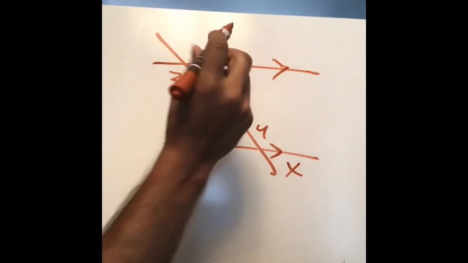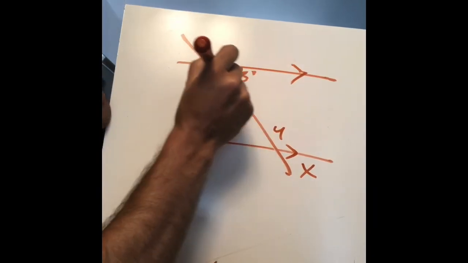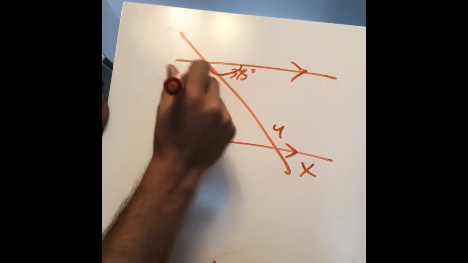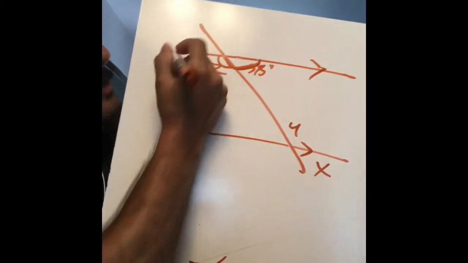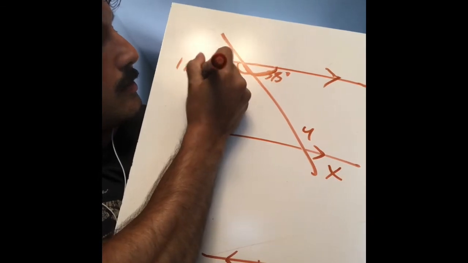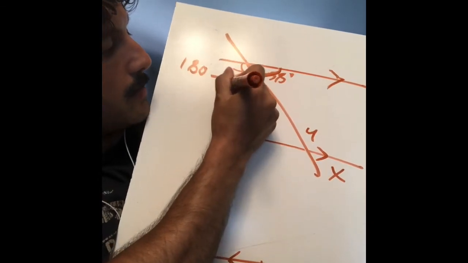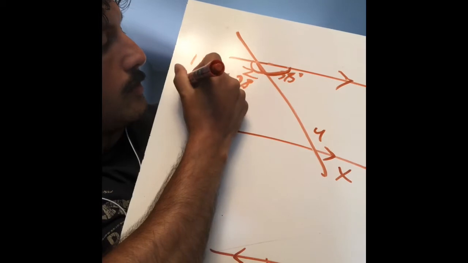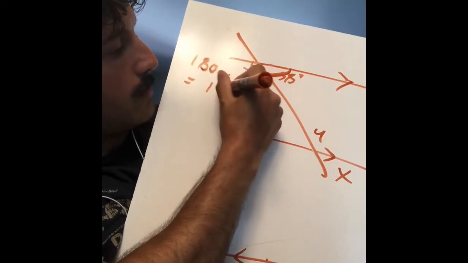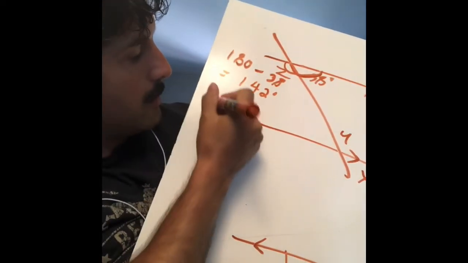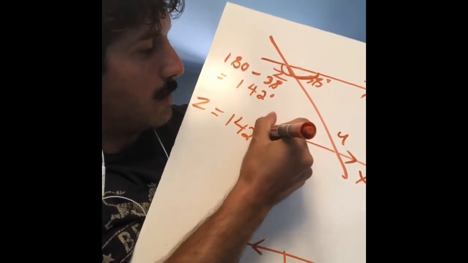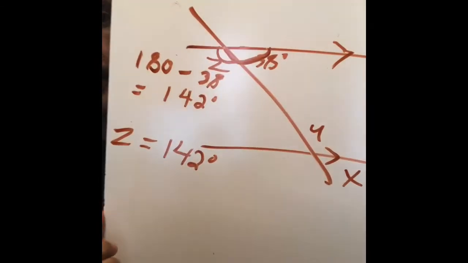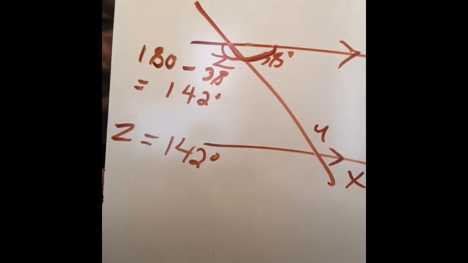So what we're talking about is right here. That's a straight line, and all the way across it, 180 degrees minus the 38 equals 142 degrees. So z equals 142 degrees. So there's our first solution.